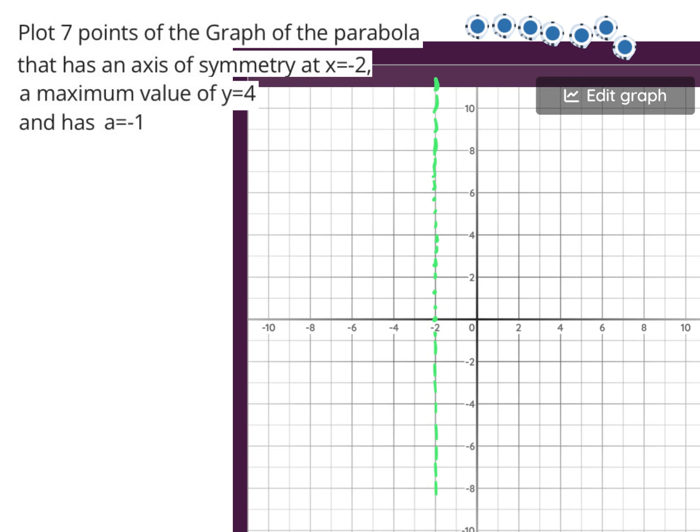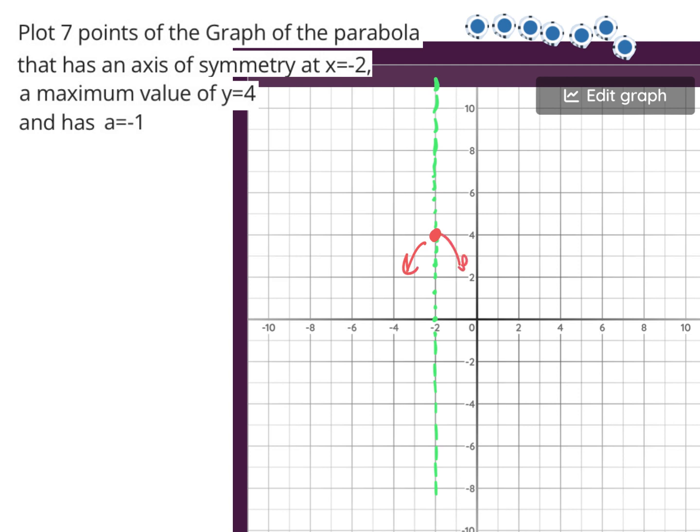Now, what is the vertex? Well, we know that the vertex is either the highest point of the parabola, if it's opening down, or the lowest point of the parabola, if it's opening up. It says that it has a maximum value at y equals 4. So we know the vertex has to be here. What's the y value right here? It's 0. What's the y value right here? It's 1. Y value right here is 2. Y value is 4 right here. So we know that the vertex is going to be right here. The maximum value is 4. So just by knowing that the maximum value is at 4, you already know that it opens down.